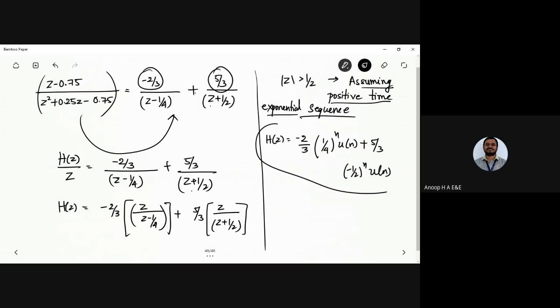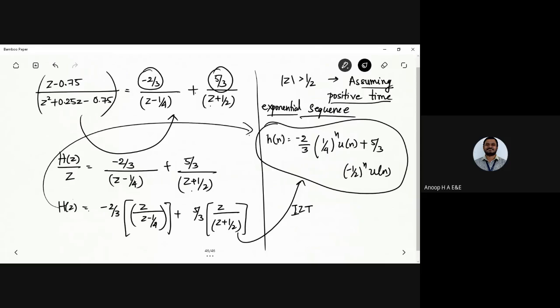Okay, so that's how you find out h of n. Sorry, this is h of n here; I think I've written it as h of z. Taking the inverse z transform, you are finding out what h of n is. In order to find h of n, h of z is to be found by the partial fraction method, and later on you find h of n. This is how you can find the impulse response of the system.